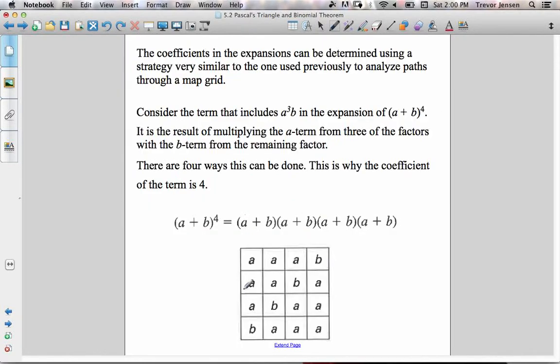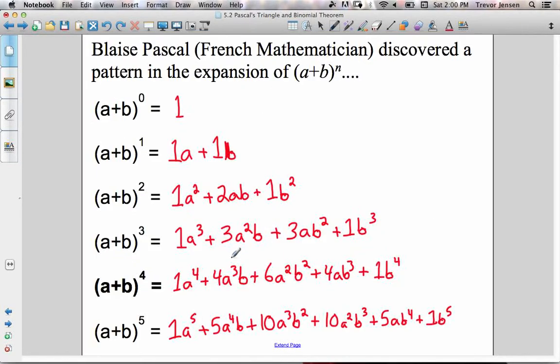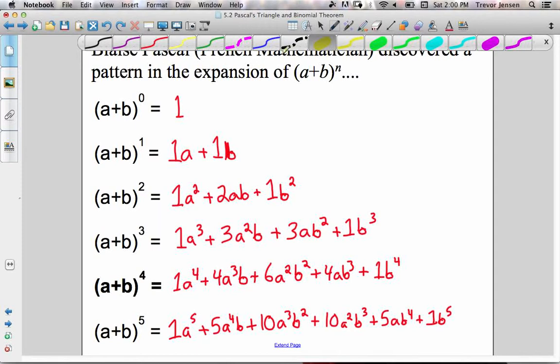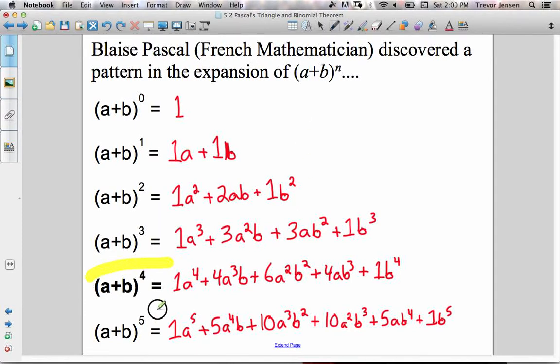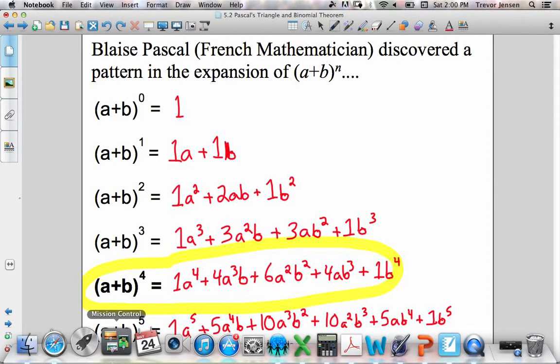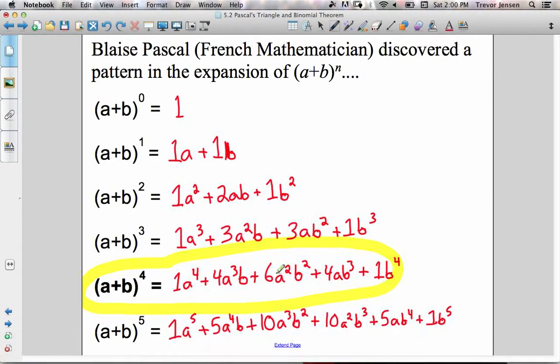So let's think about it. We're going to focus on (a + b)^4, so we're going to focus on this expansion right here. Just looking at that expansion, and more specifically, we're going to look at this term in the expansion of (a + b)^4.